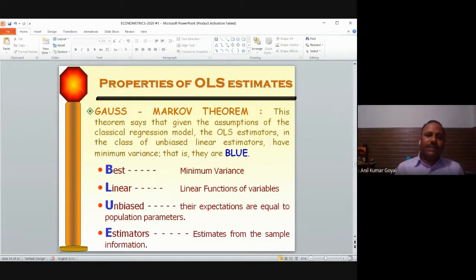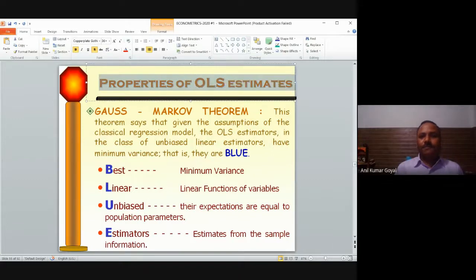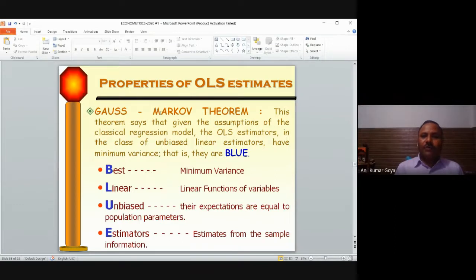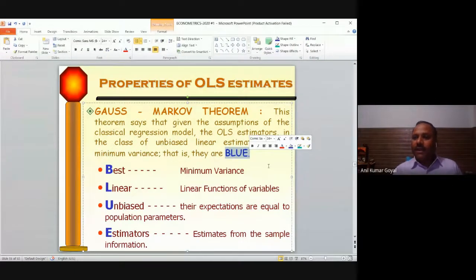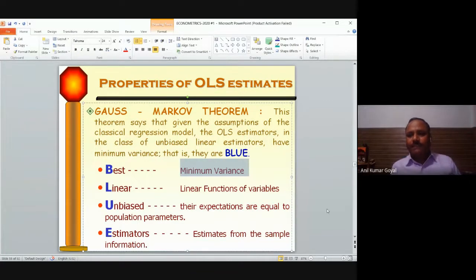Now come to these very important things, the properties of OLS estimates. The Gauss-Markov theorem says that, given the assumptions of classical regression, the OLS estimators in the class of unbiased linear estimators have minimum variance. They must be BLUE. It does not mean they must be blue in color. BLUE does not denote color, but it has some meaning. B means best. Best means minimum variance. There must be minimum variance.